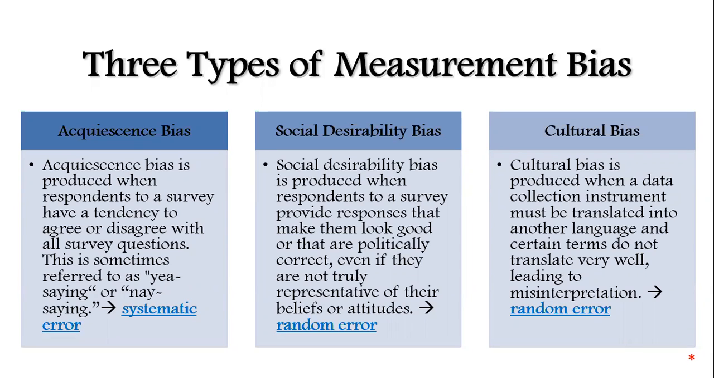There are three main types of measurement bias: acquiescence bias, social desirability bias, and cultural bias. Acquiescence bias is produced when respondents to a survey have a tendency to agree or disagree with all survey items. This is sometimes referred to as yay saying or nay saying. Social desirability bias is produced when respondents to a survey provide responses that make them look good or that are politically correct, even if they are not truly representative of their beliefs or attitudes.